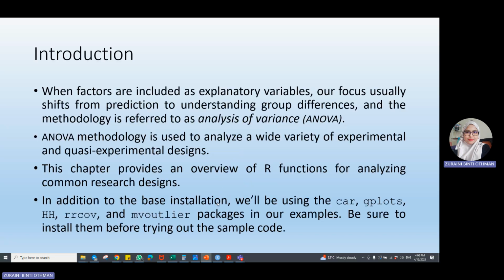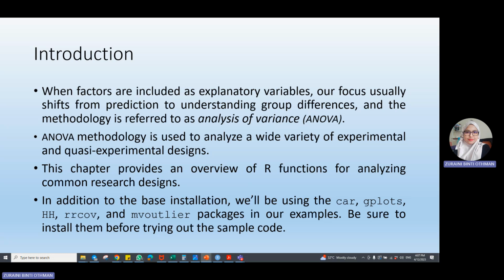Now, as an introduction, when categorical variables are included as explanatory variables, our focus usually shifts from prediction to understanding group differences, and the methodology is referred to as analysis of variance. Here, ANOVA methodology is used to analyze a wide variety of experimental and quasi-experimental designs. This chapter provides an overview of R functions for analyzing common research designs.